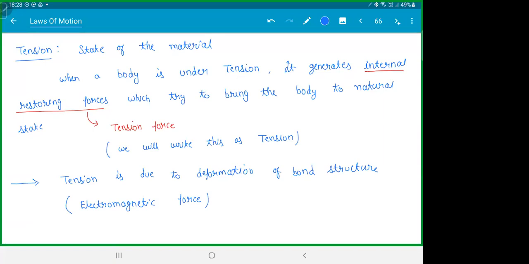Clear? Any doubts on this? Anyone not clear? Clear? Can I go ahead?